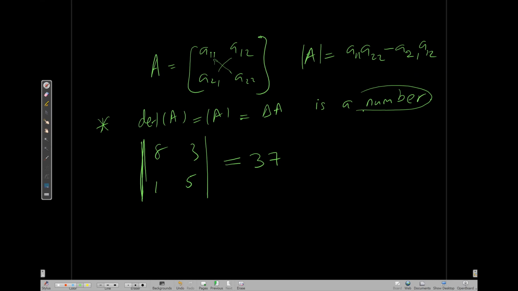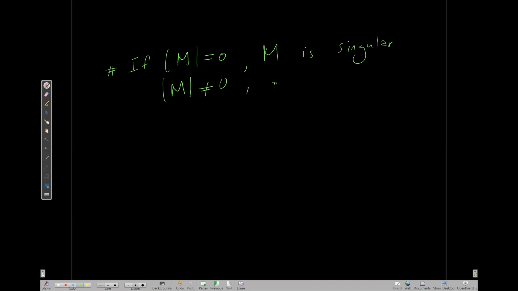Now, let's see some examples. Before that, if the determinant of M is 0, we call the matrix M singular. And if not, well, non-singular. We'll talk more about this when we are doing the inverse of a matrix. So for the time being, just the definition.